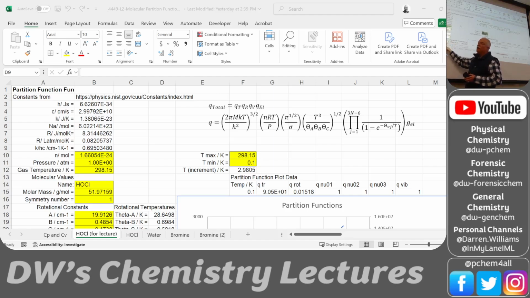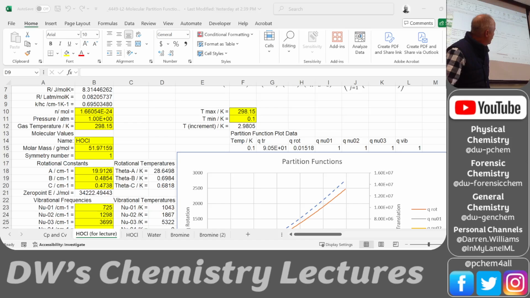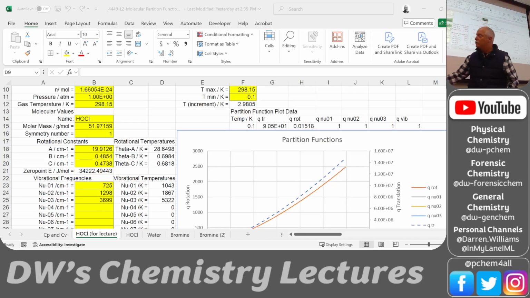And I have the rotational constants from Gaussian. And then scroll down, I have the vibrational modes, 3 atoms, so I got 3 vibrational modes. And these are also out of Gaussian. So what Gaussian calculated in its thermal chemistry section, based on these constants, I calculated in the spreadsheet using this equation up here.